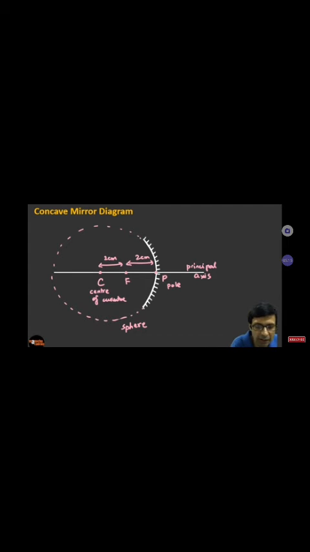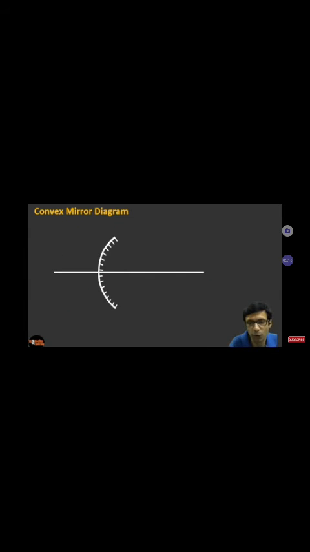Very good. Same thing we can do for a convex mirror. So where is the pole of the mirror? It's again the center of the convex mirror. The center of curvature, can you tell me, is it going to be on the left side or the right side? Where do you think is the center of curvature of this mirror? Some people are saying behind the mirror or in front of the mirror. Very good. It's on the right side, or it's behind the mirror.